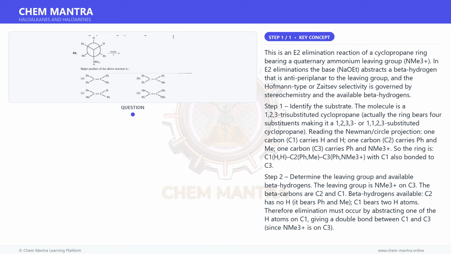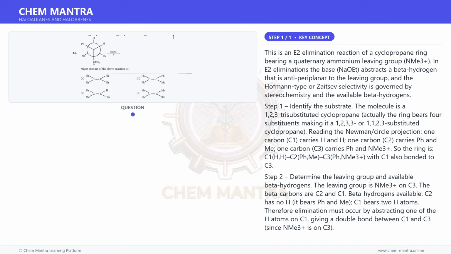In E2 eliminations, the base abstracts a beta hydrogen that is antiperiplanar to the leaving group, and the Hofmann type or Zaitsev selectivity is governed by stereochemistry and the available beta hydrogens. Step 1. Identify the substrate. The molecule is a 1,2,3 trisubstituted cyclopropane. Actually, the ring bears 4 substituents, making it a 1,2,3,3 or 1,1,2,3 substituted cyclopropane.